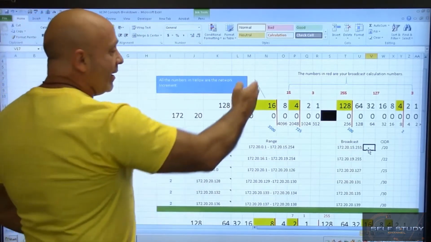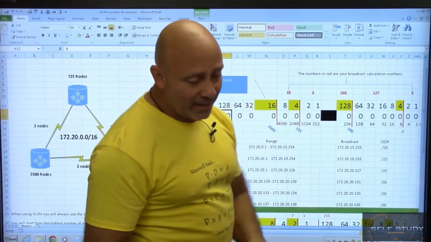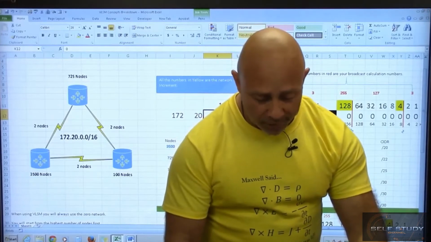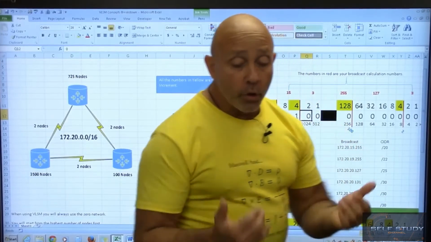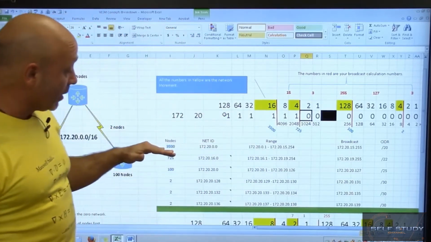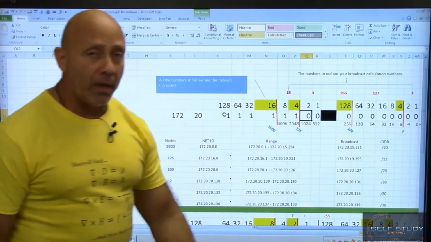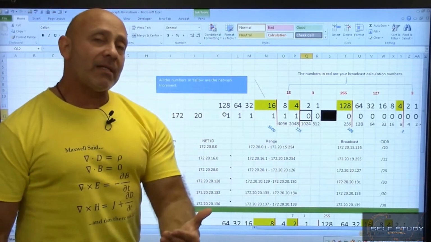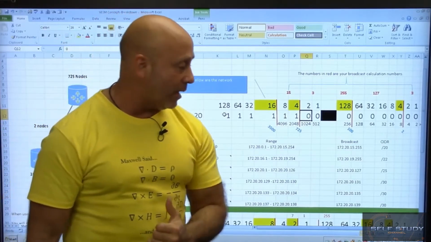So our very first line that we drew, right here between the 16 and the 8, that means that those bit values to the left just turned on. So now your new mask for that particular network, for the 3,500 nodes, is a CIDR 20. And remember what CIDR, C-I-D-R, stands for. It's classless interdomain routing.